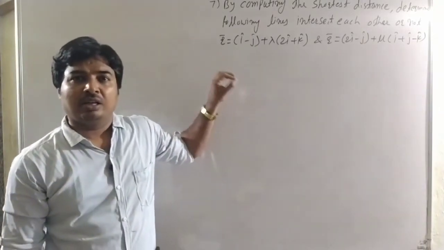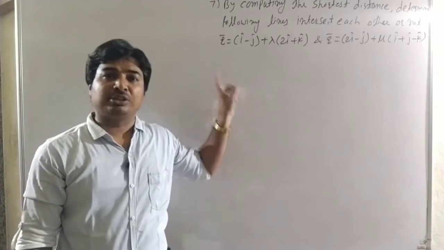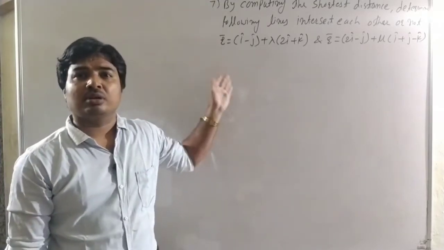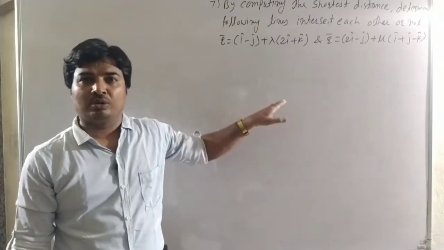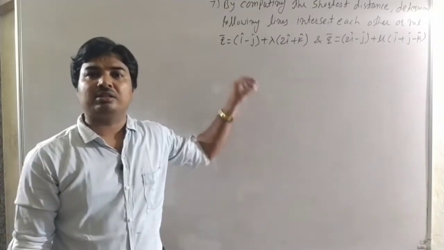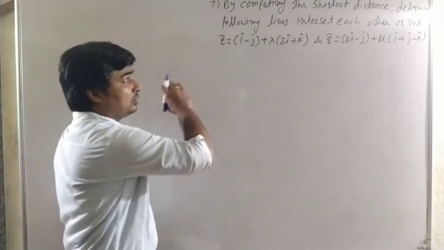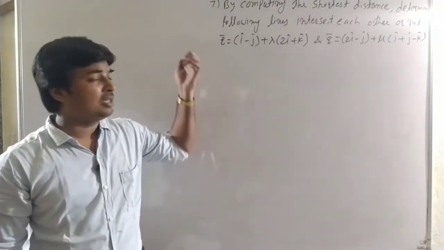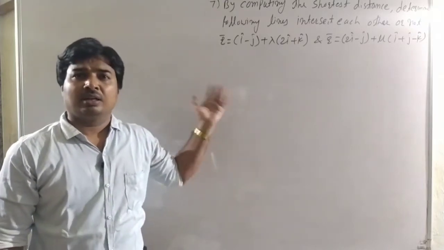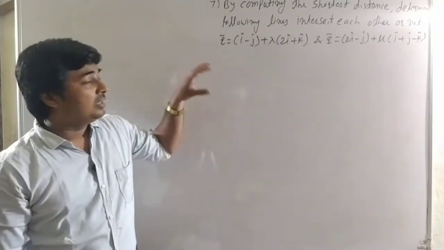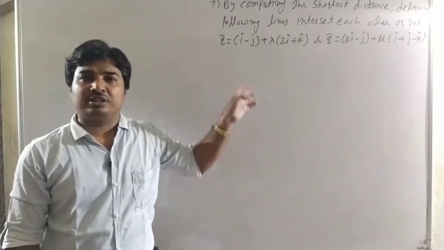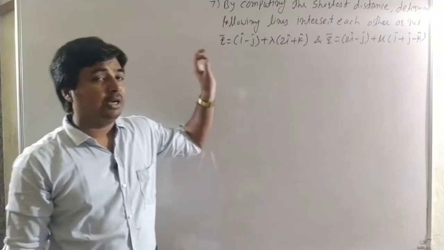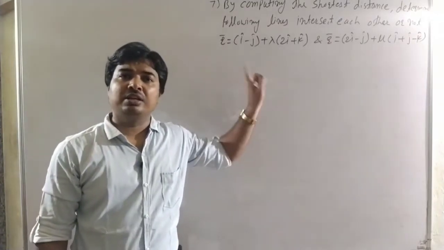We know that if the shortest distance between lines is 0, then the lines intersect, and if the shortest distance between lines is not equal to 0, then the lines do not intersect each other. Here, first we find the shortest distance between them. The examples are the same as in the last lecture. In the last lecture we found the shortest distance between lines. In this lecture, using the shortest distance, we determine whether the lines intersect or not.